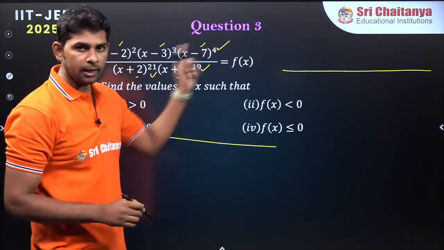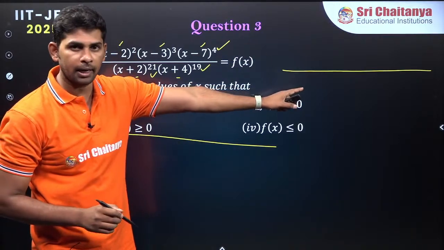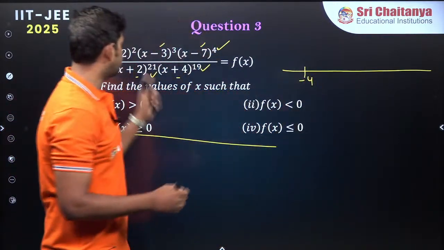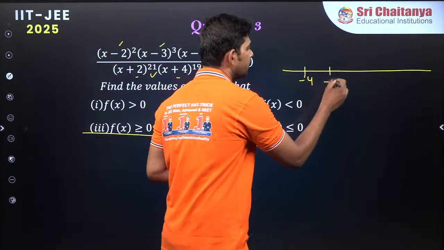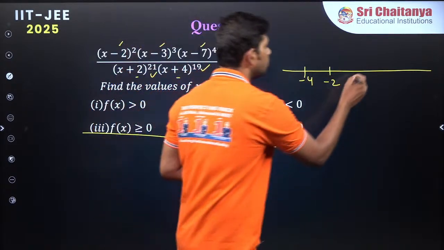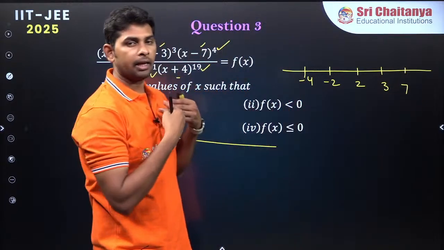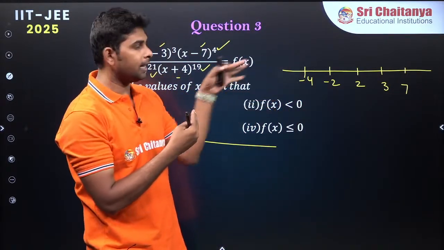So all these numbers, if I plot them on the number line, we can see that minus 4 is our first number. After that we have minus 2 there. And after that we have 2 and then 3 and 7. We just have taken all the numbers in ascending order on the real number line.